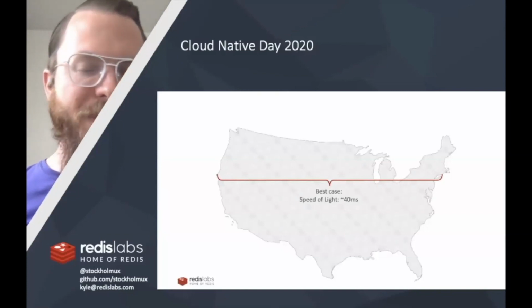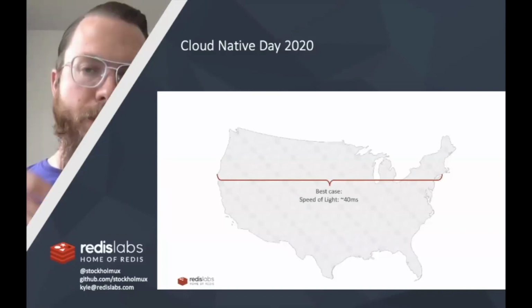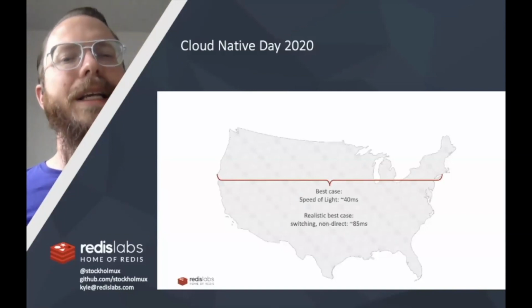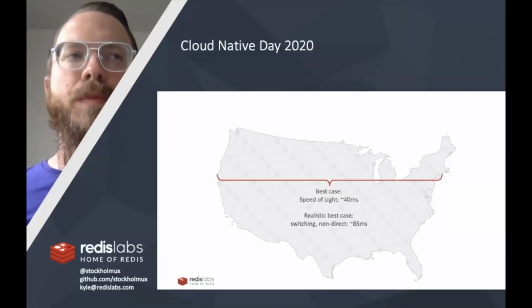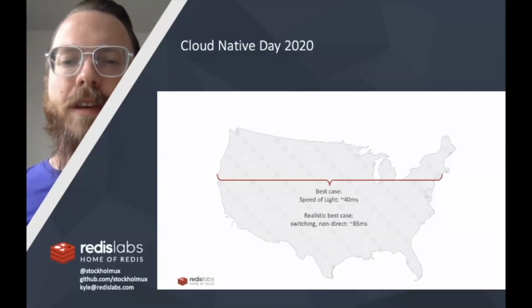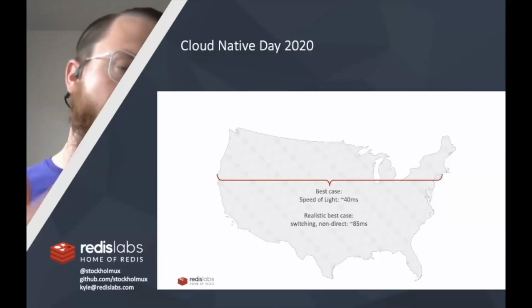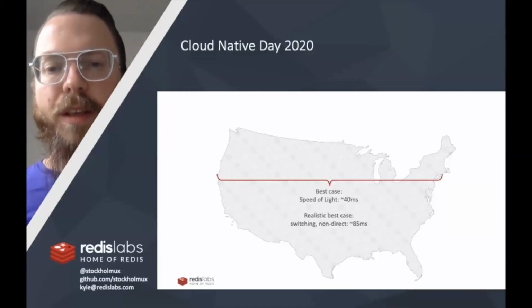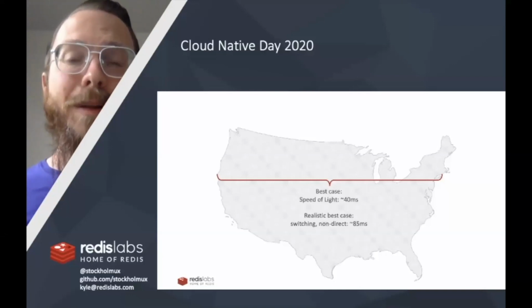It's the speed of light, no matter if it's electrons or photons or whatever. So realistically, if we're sending data from coast to coast, the best case is about 85 milliseconds, because it's not going in a straight line and it's switching latencies and all sorts of things like that. So 85 milliseconds is actually an incredibly long amount of time.